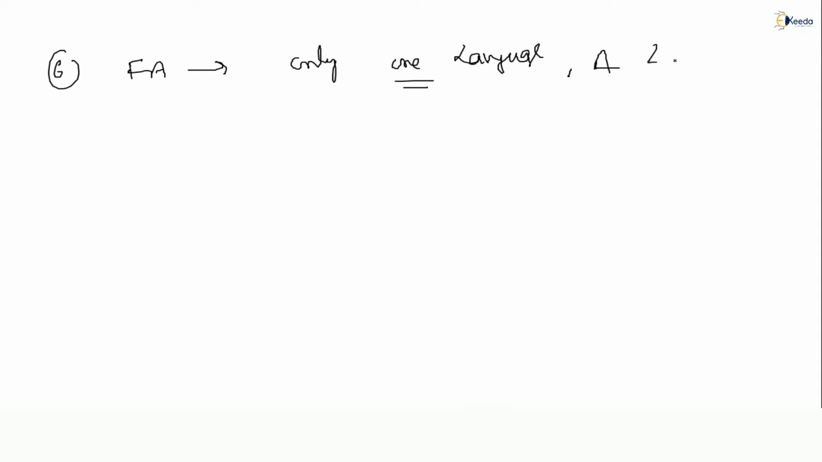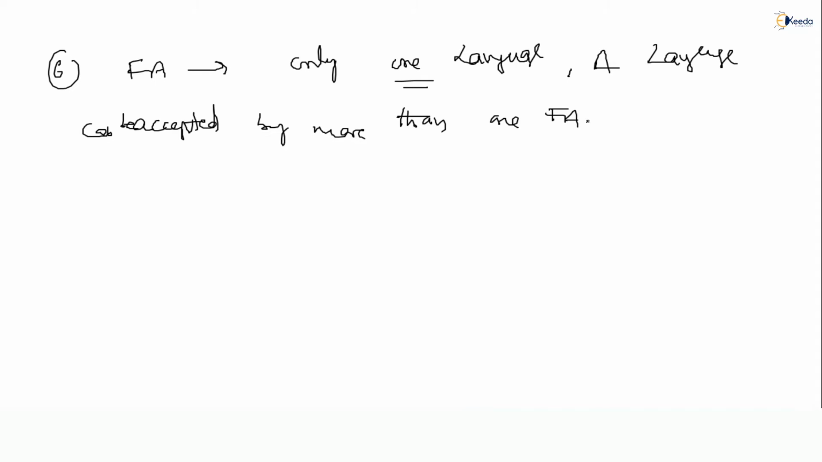Write down, a language can be accepted by more than one FA. Then we can say that FA is not unique. That is very important. The FA is not unique.